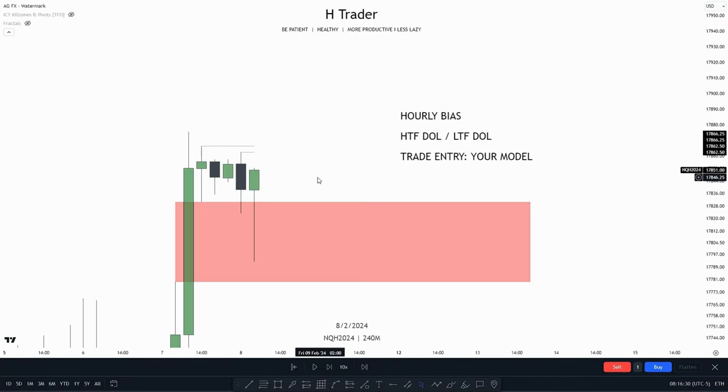Here for our next example, we see the price is starting to respect this 4-hour BISI, buy side imbalance, sell side inefficiency. And we also see that we have these relative equal highs up here. So already these two criteria are mostly checked off. But of course, we have to go down into the 1-hour time frame and see if it's also bullish.